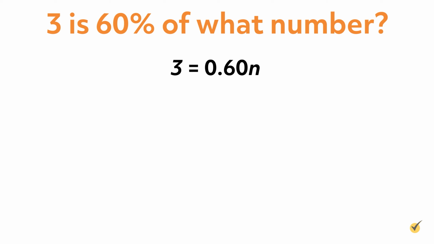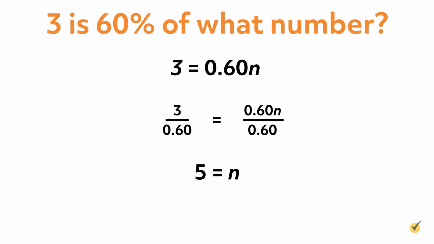From here, solve the equation for n. To solve for n, isolate the variable by doing inverse operations. The opposite of multiplying by 0.60 is dividing by 0.60. So divide both sides of the equation by 0.60. 3 divided by 0.60 equals 5, so write 5 on the left side of the equation. And 0.60 divided by 0.60 equals 1, so write 1n, or just n, on the right side of the equation. Therefore, 3 is 60% of 5.